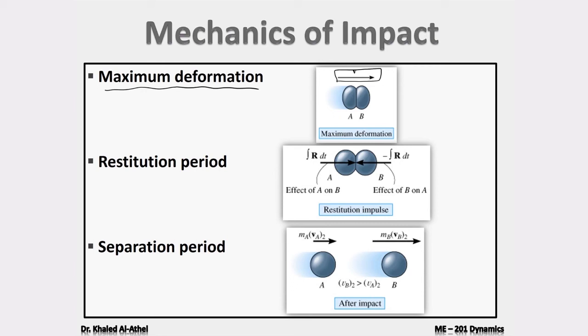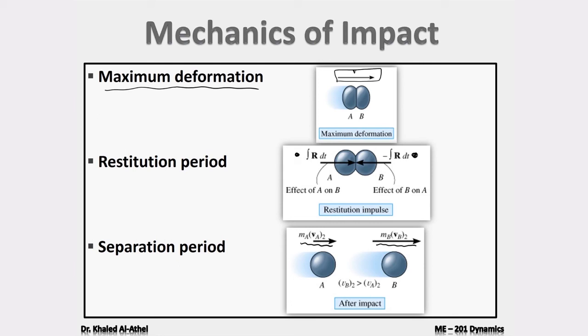Now, after this, kinetic energy will transform between the two and it will change. And then you get a restitution period where they will start to separate. Again, there will be separation impulses. Each one wants to push the other particle away, and they're equal in magnitude, opposite in direction. And finally, you get the separation period where each one is going to have a new linear momentum, a different velocity. And B will be more than A.